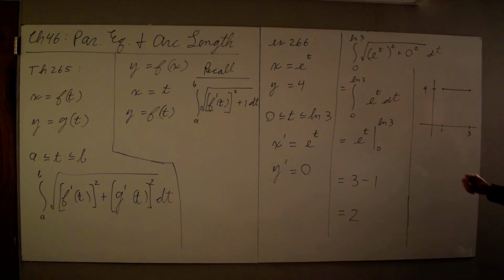So all we really did is parameterize the line segment that begins at the point (1,4) and ends at the point (3,4). And the length of this line segment is of course 2.